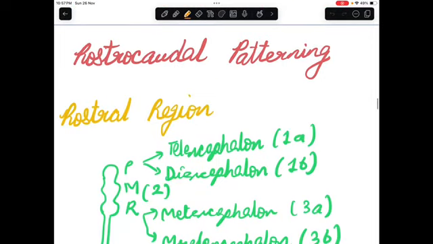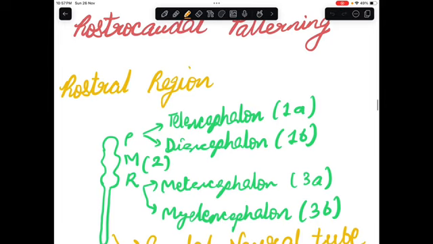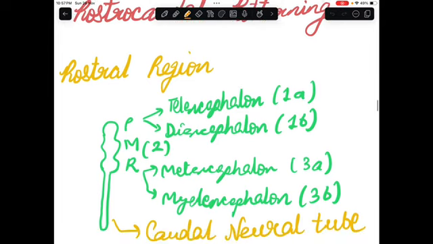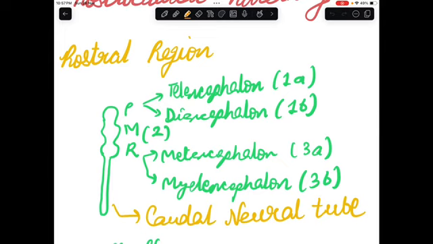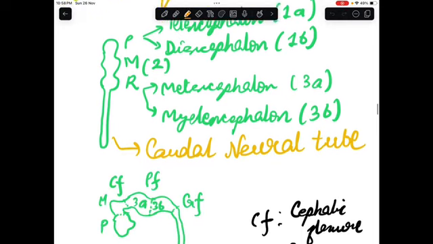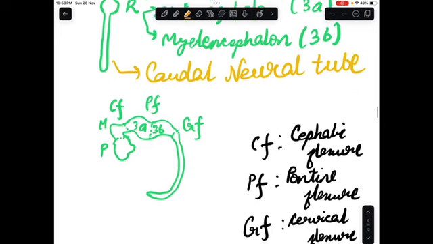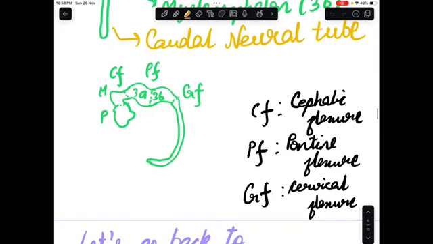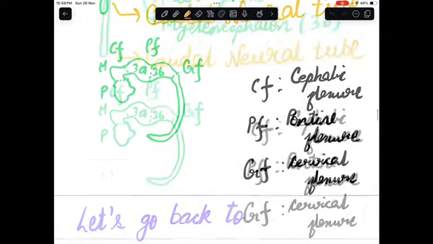So let us learn about the rostrocaudal patterning of the nervous system. This is the schematic representation of the nervous system during its earlier stage of development. We have the prosencephalon, mesencephalon, rhombencephalon, which then further get organized into telencephalon, diencephalon, mesencephalon, metencephalon, and myelencephalon. And then we have the caudal neural tube. We also have certain flexures like the cephalic flexure, pontine flexure, and cervical flexure.